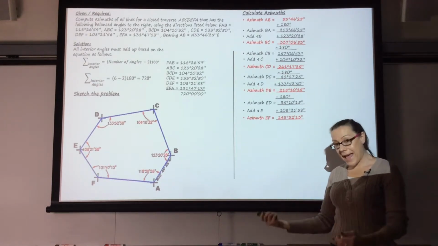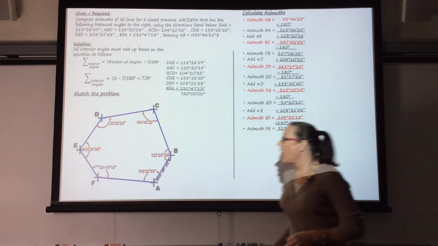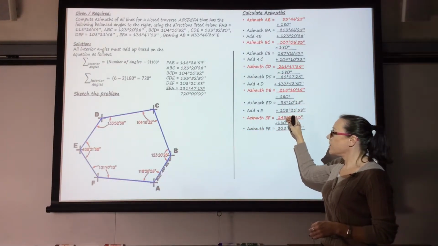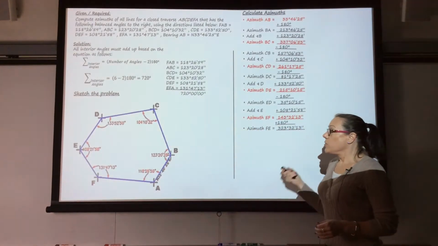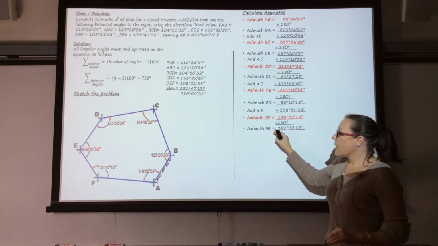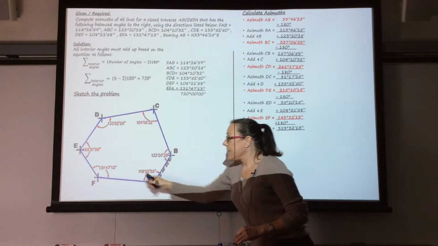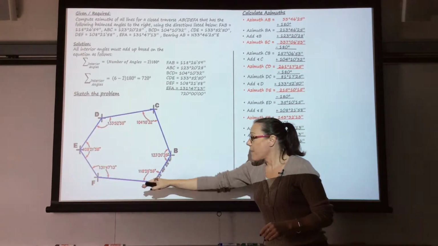So I have to add 180 to get my back azimuth from F to E. All the while, check that your azimuths make sense with your picture. Okay? So you can draw the picture in AutoCAD and make your life a little bit easier. So I've got my back azimuth, F to E. I'm going to add my angle at F, and I get an azimuth from F to A.